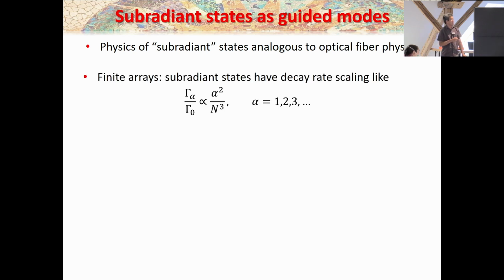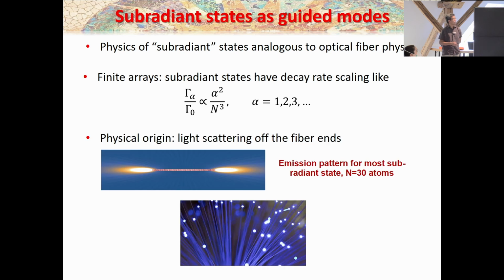Instead of talking about infinite chains, you can also talk about finite size systems. And then you can ask, what's the most subradiant or most long-lived eigenstate of a finite size system? It turns out the smallest decay rate goes like 1 over the number of atoms cubed, with some integer index alpha squared, which just indexes the subradiant states. And the fact that in a finite size chain the decay rate is small but non-zero is again exactly analogous to fiber physics.